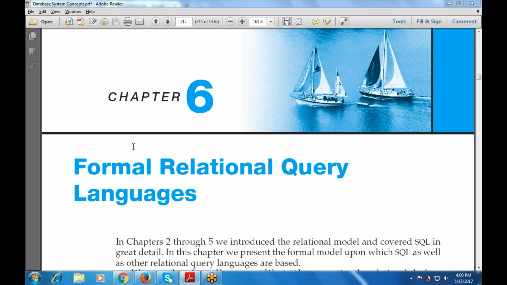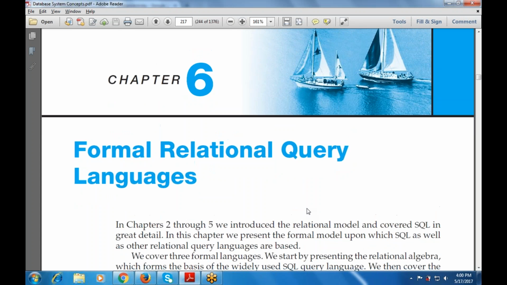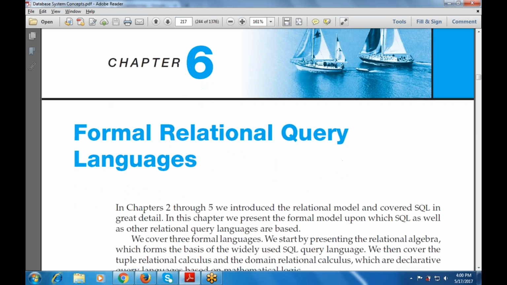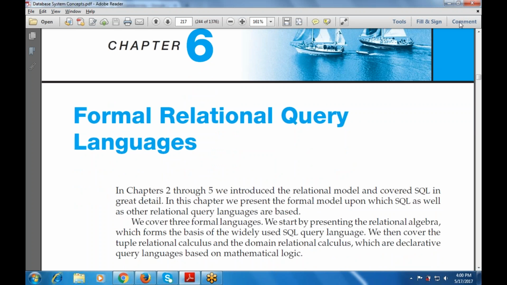Today's topic is chapter number 6, the formal relational query languages. That includes non-procedural languages. Non-procedural means whatever terms we introduced in the relational model, which were also covered in SQL in great detail. In this chapter, we present the formal model upon which SQL as well as relational query languages are based. So we cover three formal languages.